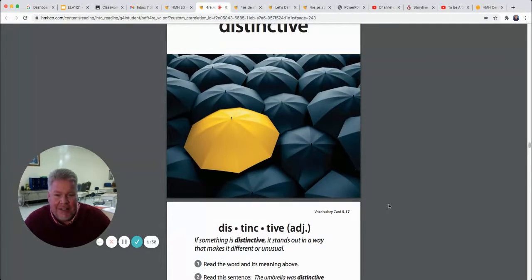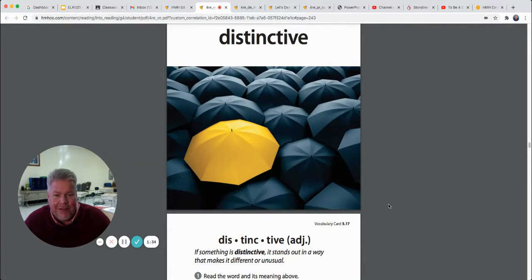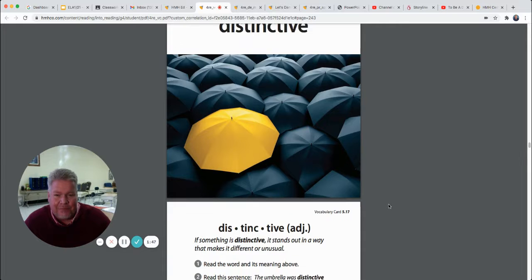The next word is distinctive. Can you find the distinctive umbrella in that group of umbrellas? Sure you can. It's the yellow one. It stands out in a way that makes it different or unusual. That's what distinctive means, something that makes it stand out.